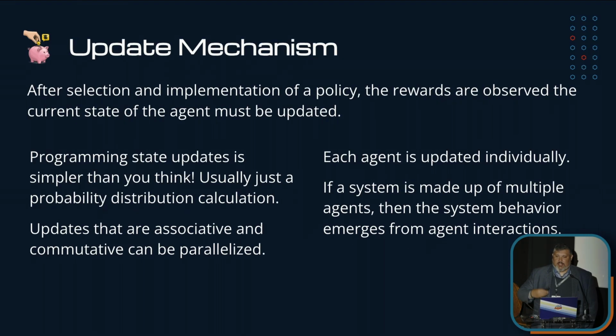And finally, the update. This again is very simple. It's just a probability distribution calculation. Most of these computations are associative and commutative, so they can be parallelized. And I'll show you an example of a system made up of multiple agents, where you can see that multi-armed bandits can lead to emergent behavior, a simple system of local state leading to a global behavior overall.